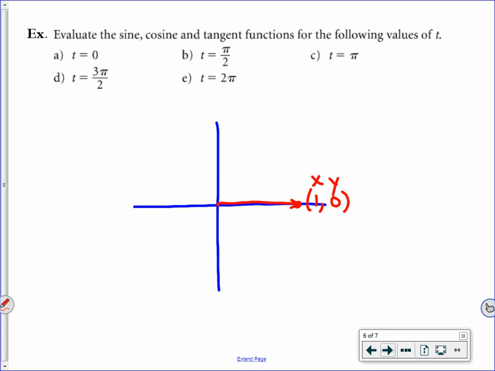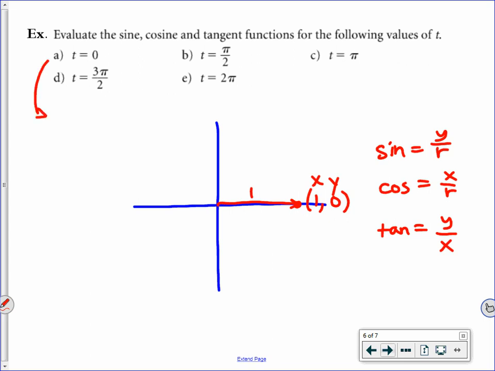And sine can be defined as y over the radius. Cosine can be defined as x over the radius. And tangent can be defined as y over x. So with just that information, I remember the radius is 1 always in the unit circle. I could answer that the sine of a 0-degree angle, and this would be for part A, right?